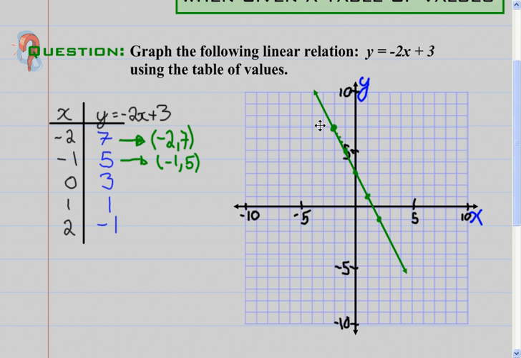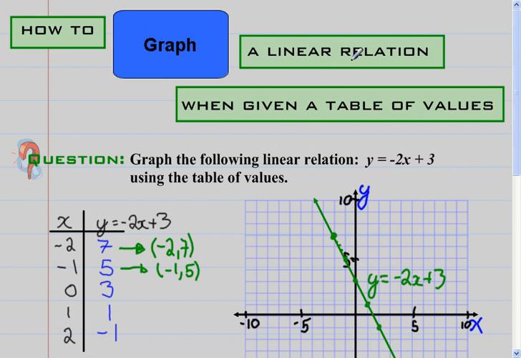Now what we always do once we finish graphing our line is we state the name of the line. That's y equals negative 2x plus 3. And there you have it. We have successfully graphed a linear relation given a table of values.